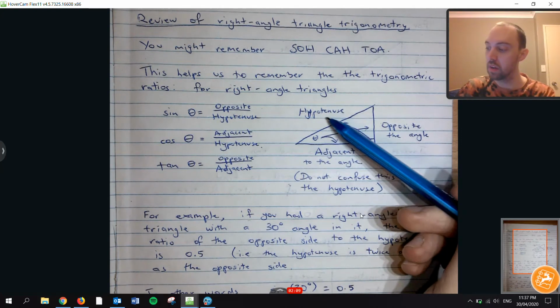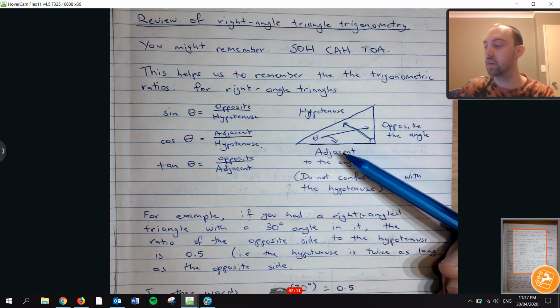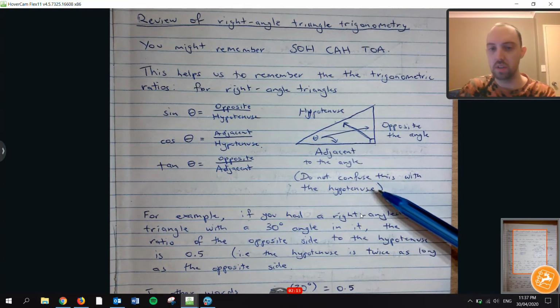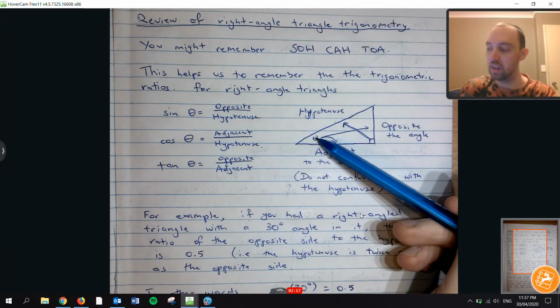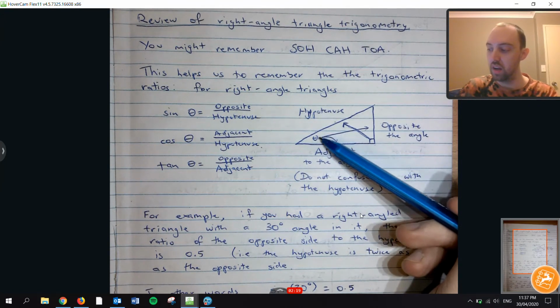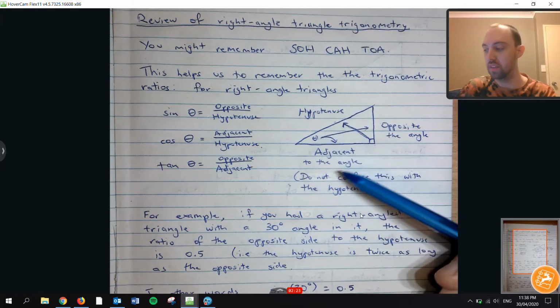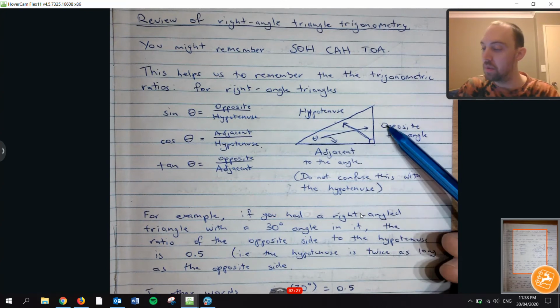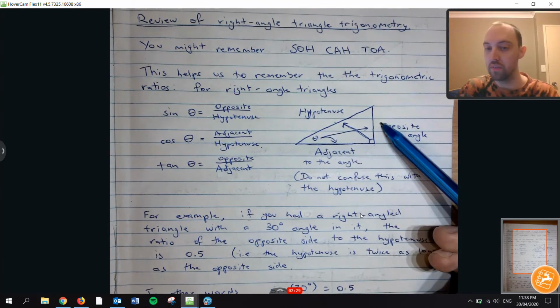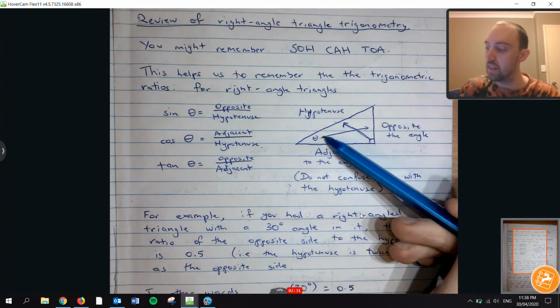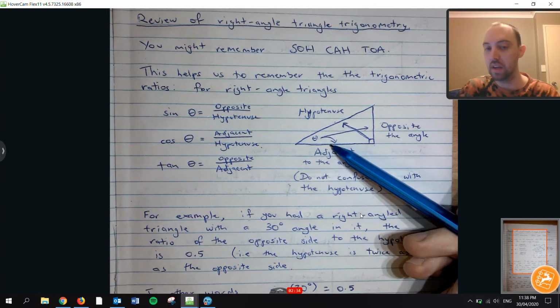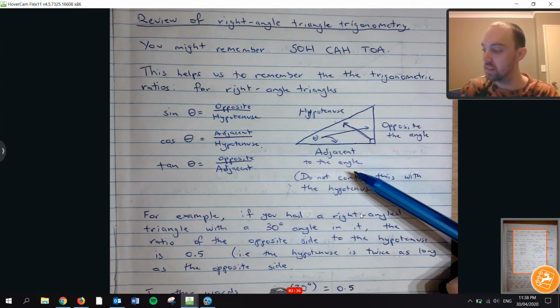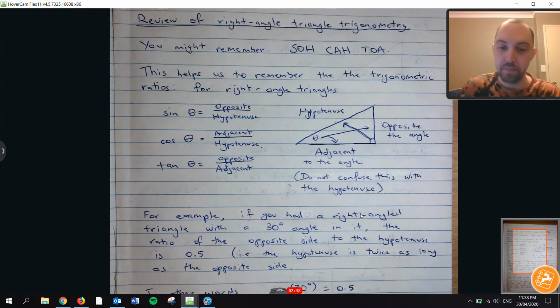So you want to consider the hypotenuse first, because you don't want to confuse it with the adjacent a little bit later, because that hypotenuse is also adjacent to this angle, but it's the hypotenuse, not the adjacent side, which is the other one. You have the opposite, the one furthest away from the angle, and then the adjacent, which is the one next to it. Hence the word adjacent.